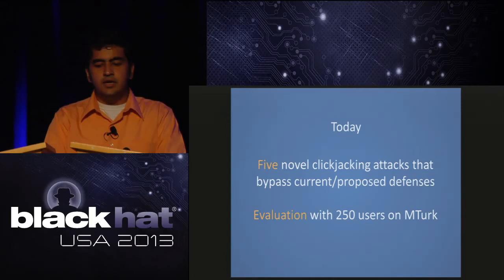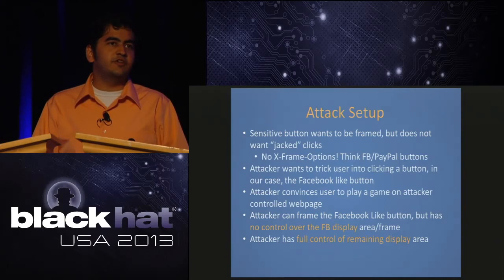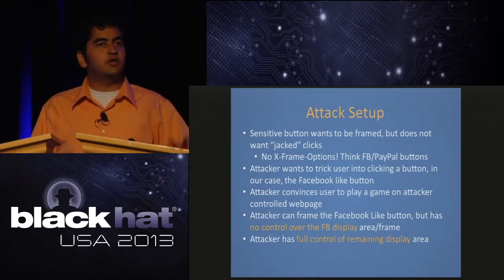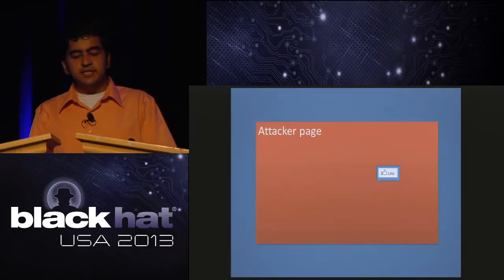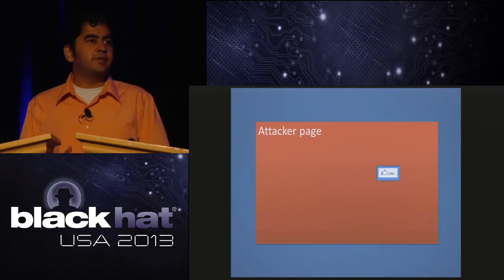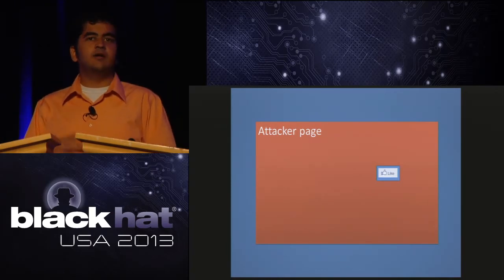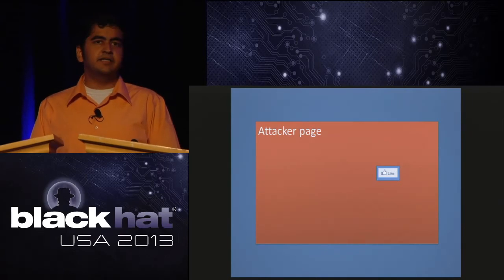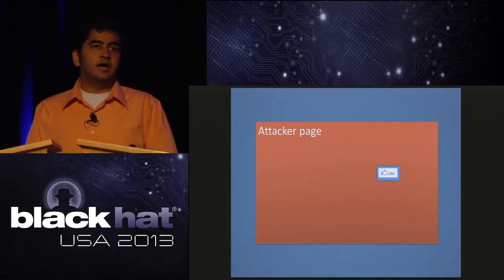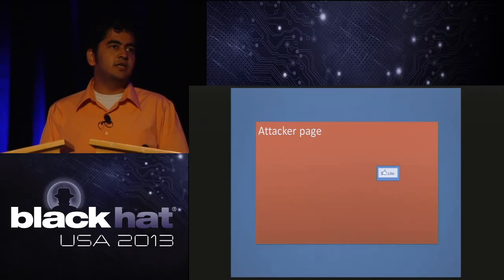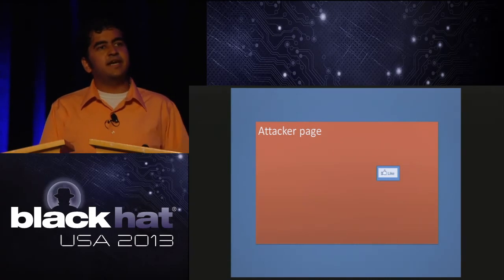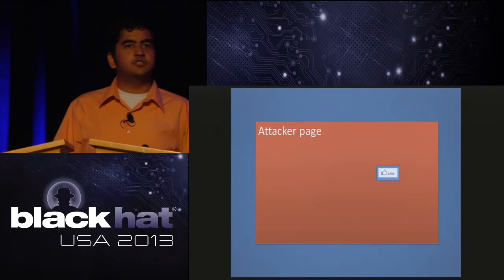but here the attacker has no control over the Facebook like button's display. For example, there is no transparency it can set on the Facebook like button. The like button has to be fully visible. The attacker cannot overlay on top of it or draw things on top of the like button. But on the remaining page, the attacker has full control. So as an illustration, this is the attack scenario. There's an attacker page. The red area is something the attacker can draw completely on, but the like button is something the attacker does not control at all. He cannot overlay on it. He cannot change the transparency of the like button. That's completely off bounds.